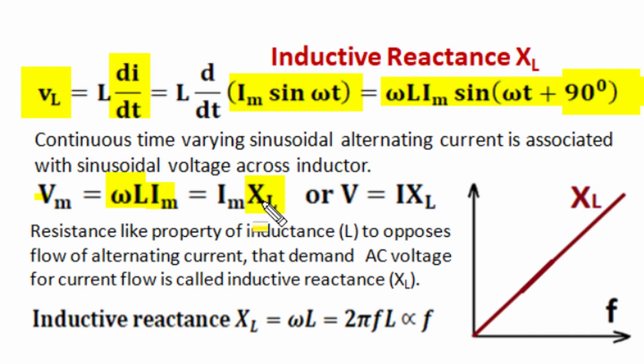or inductive reactance. In terms of RMS value, if we divide both sides by root 2, then the amplitude of voltage divided by root 2 becomes the RMS voltage across the inductor, and the peak current divided by root 2 becomes the RMS current through the inductor. This relation is just like V equals IR, and it says that XL, known as inductive reactance, is that property of an inductor which opposes the flow of alternating current and demands proportional voltage to the flow of current. In an inductor, alternating current and voltage across it are proportional to each other.